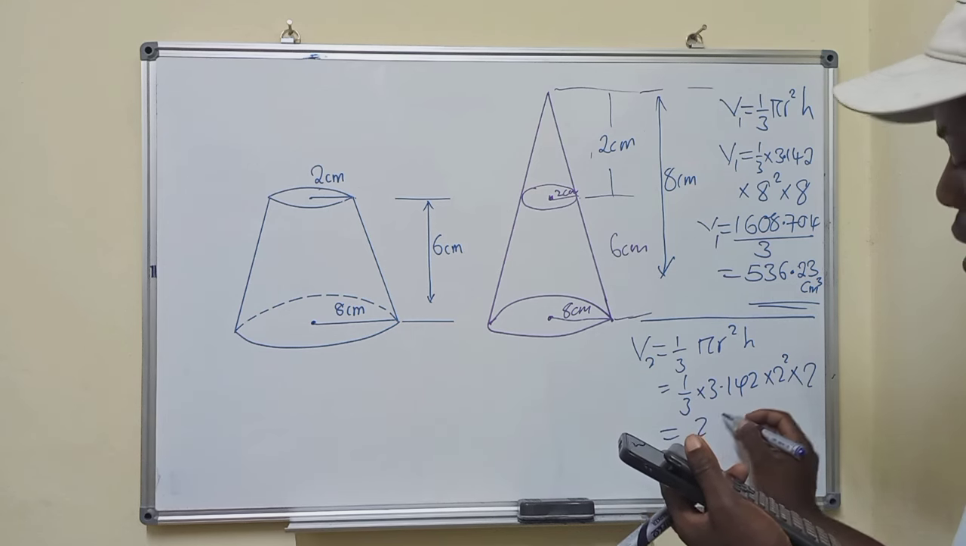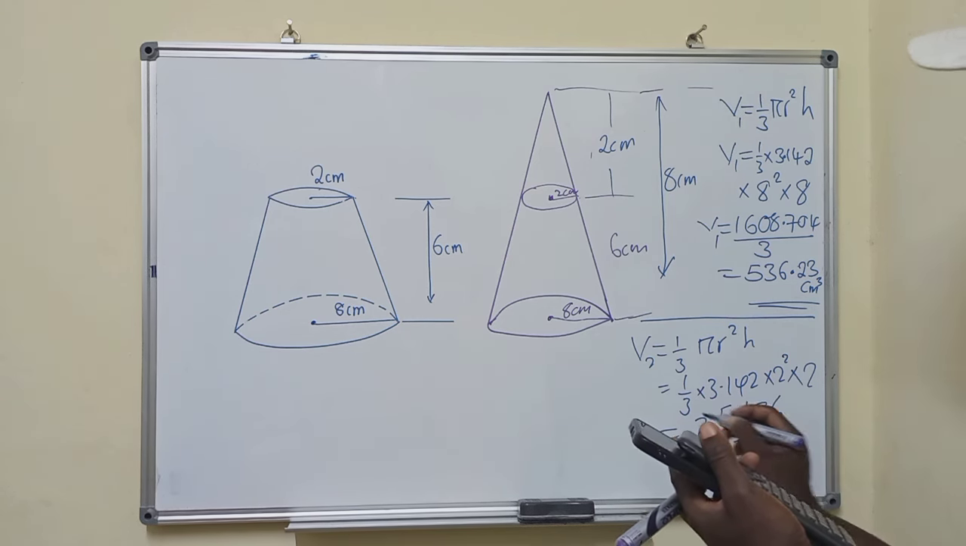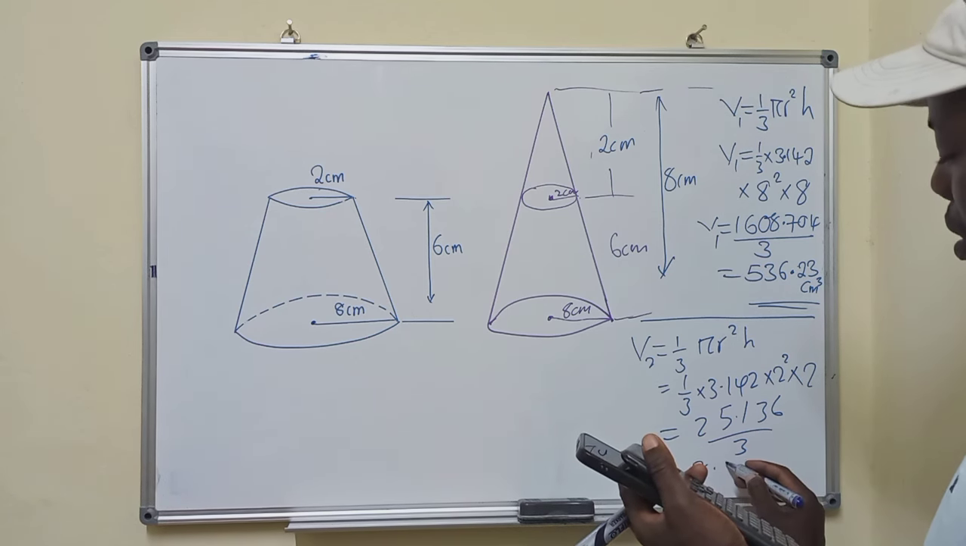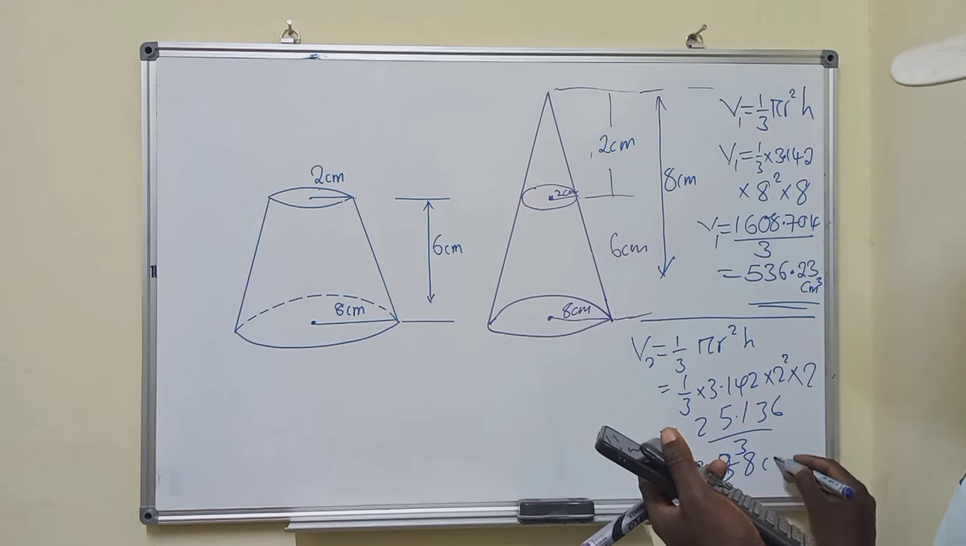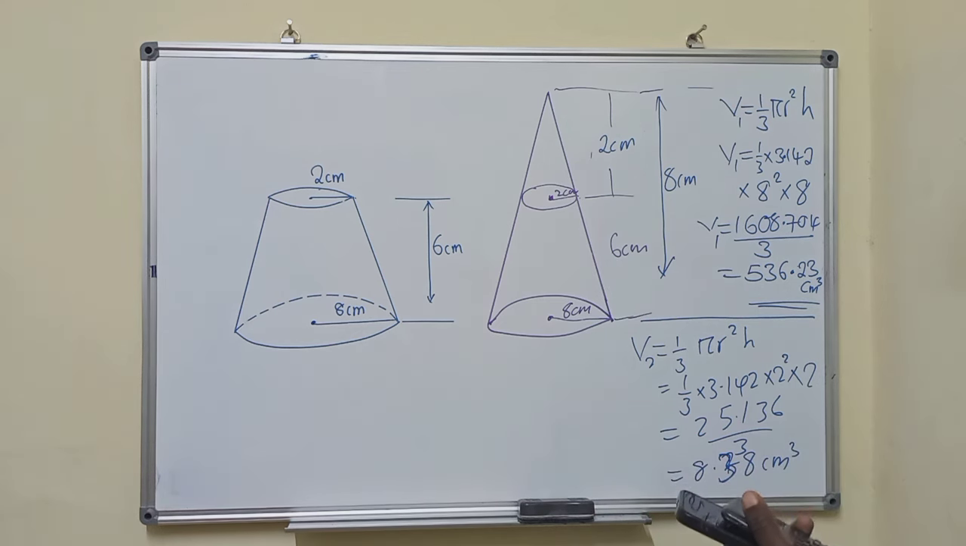What am I getting? I'm getting 25.136. You divide by 3, this 3. Our volume here is 8.38 centimeters cubed. I've put in 3 significant figures.